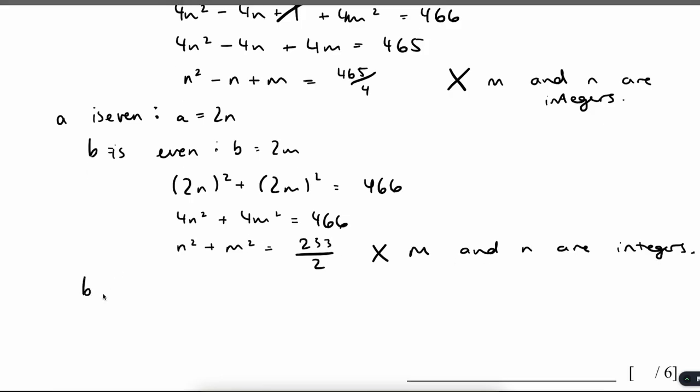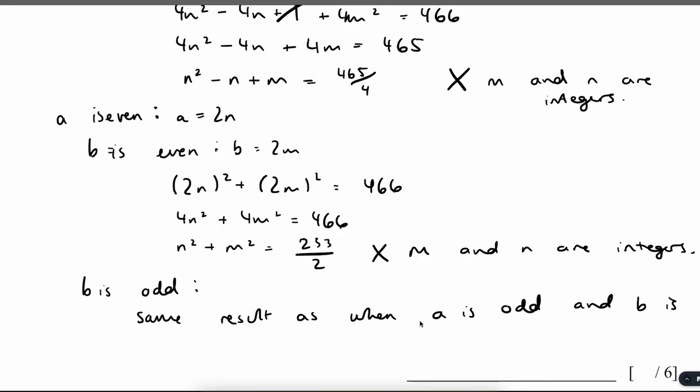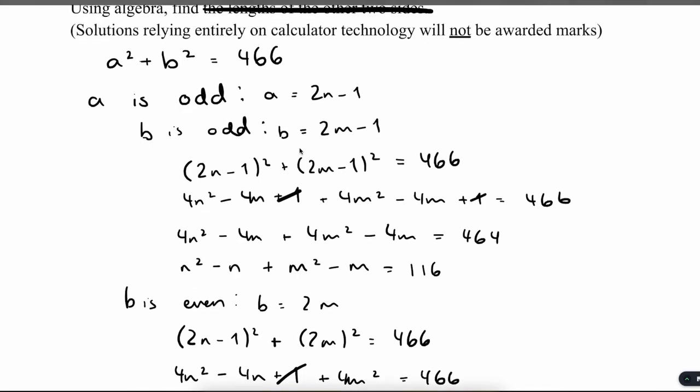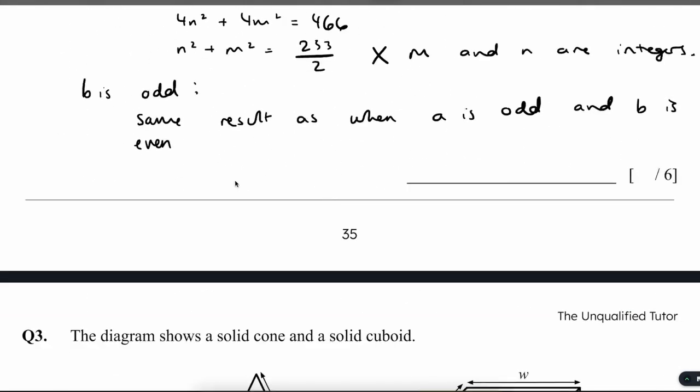And then if a is even and b is odd, it's the same result as when a is odd and b is even. So you don't need to write that out again because it's the same result, only the letters are flipped. So this proves that a is odd and b is odd. Okay, so the answer is therefore a and b are both odd. You don't need to find a and b, so we're okay there.